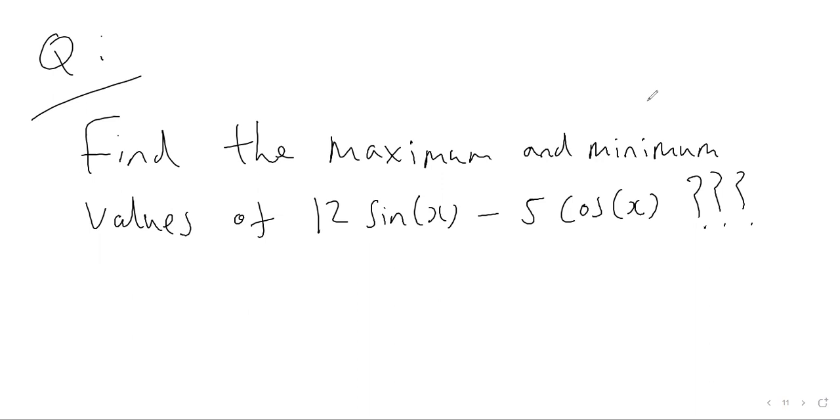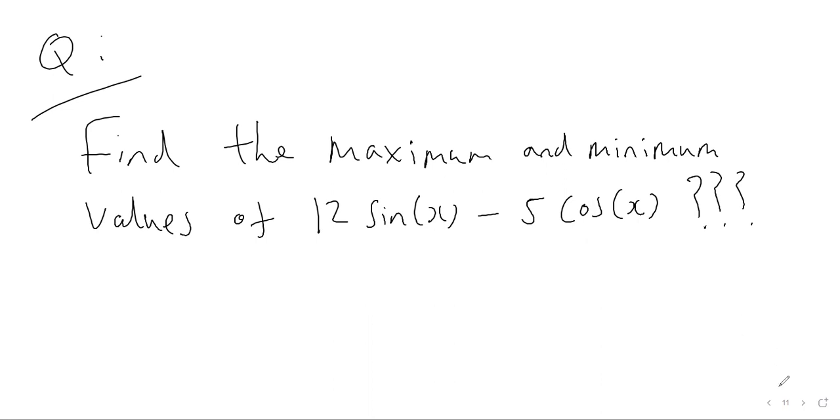In today's video, we're going to look at this example where we've got a trig function: the subtraction of 12 sin x and 5 cos x. We want to find the maximum and minimum values of this function, 12 sin x take away 5 cos x, algebraically. So how could we do this?